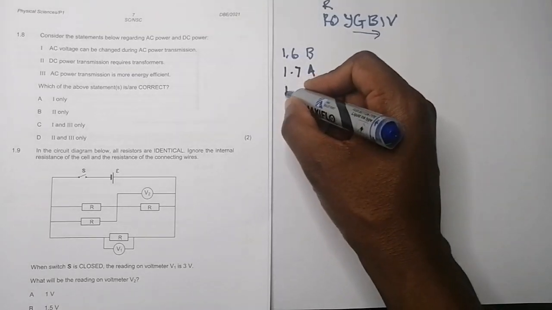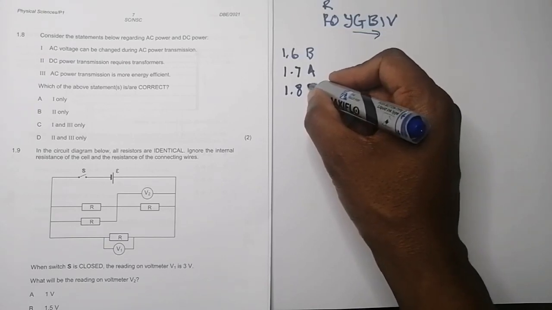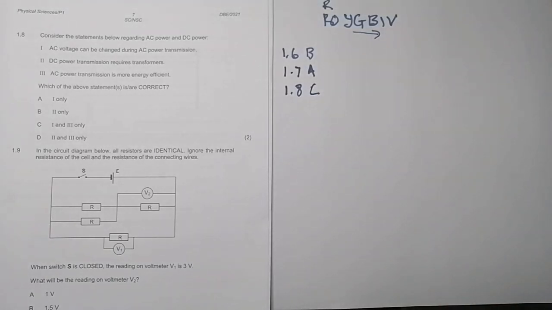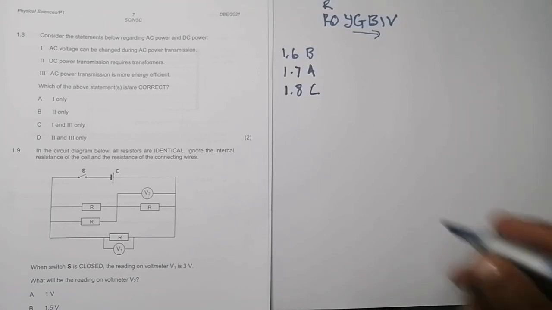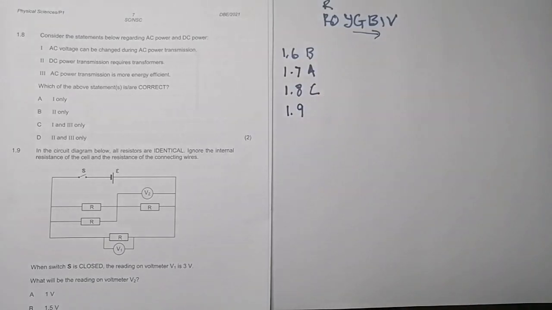Please just remember those advantages between AC and DC. Remember that AC can always be transformed, it's more energy efficient, and it is also more environmentally friendly to use AC power. Let's go to 1.9 quickly.